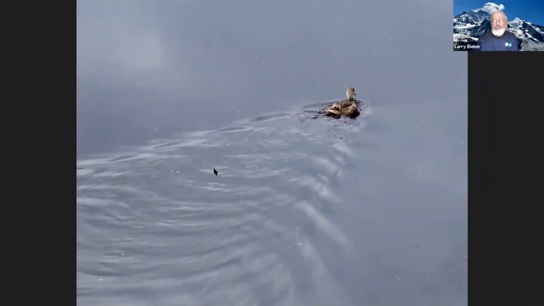And here's another example of movement. The duck is moving out of the picture, which means it wouldn't look good. But again, the trail is part of the picture. All right. So again, there are rules, but break the rules when they work for you.